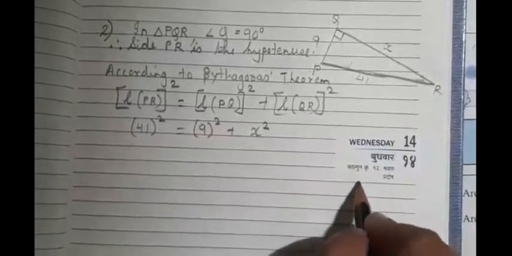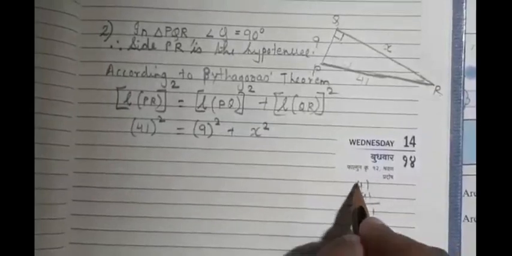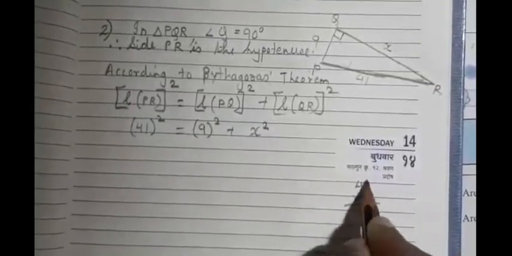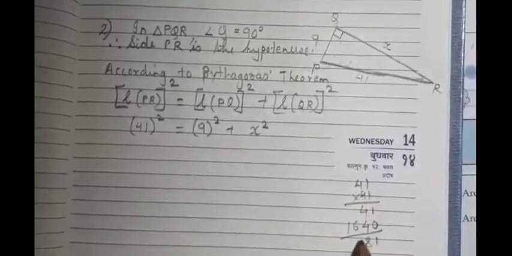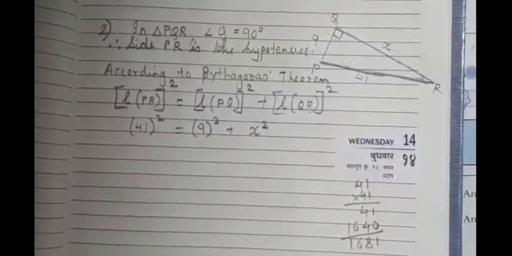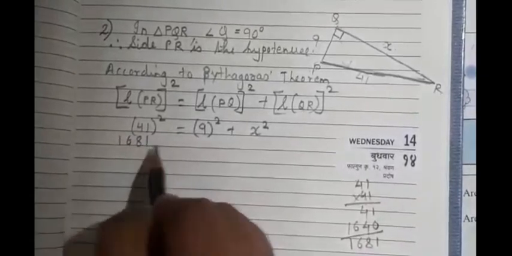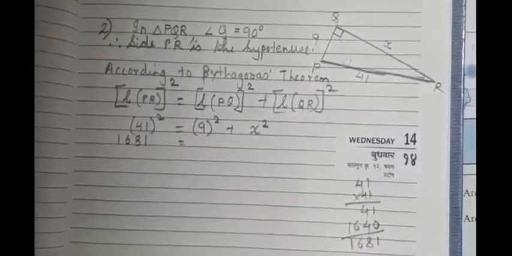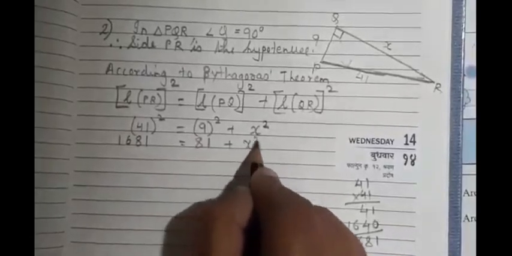Now 41 square is how much? We'll do it in rough work. See here, 41 into 41. 1 1s are 1. 1 4s are 4. 0. 4 1s are 4. 4 4s are 16. So 1681. Yes, so what is the answer? 1681 is equal to 9 square, which is 81, plus x square.